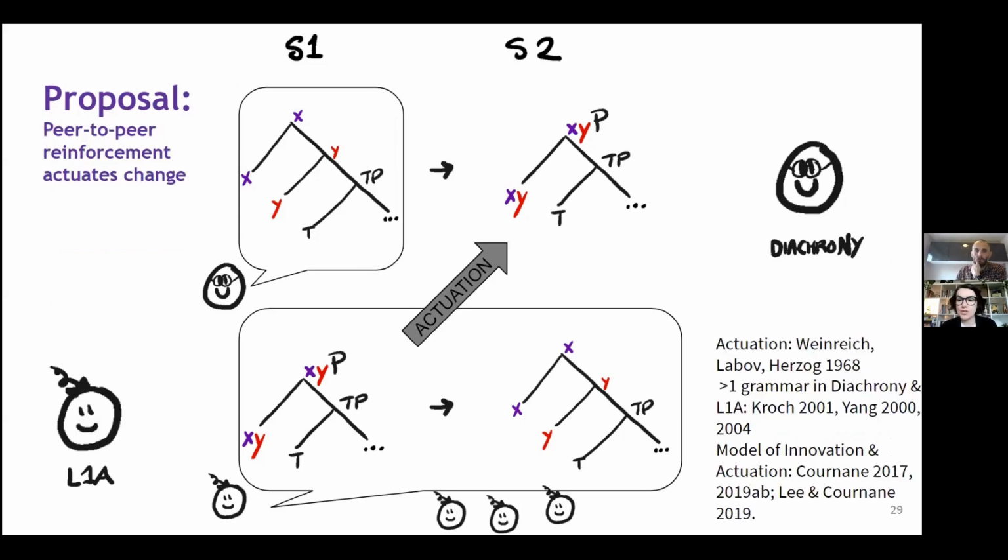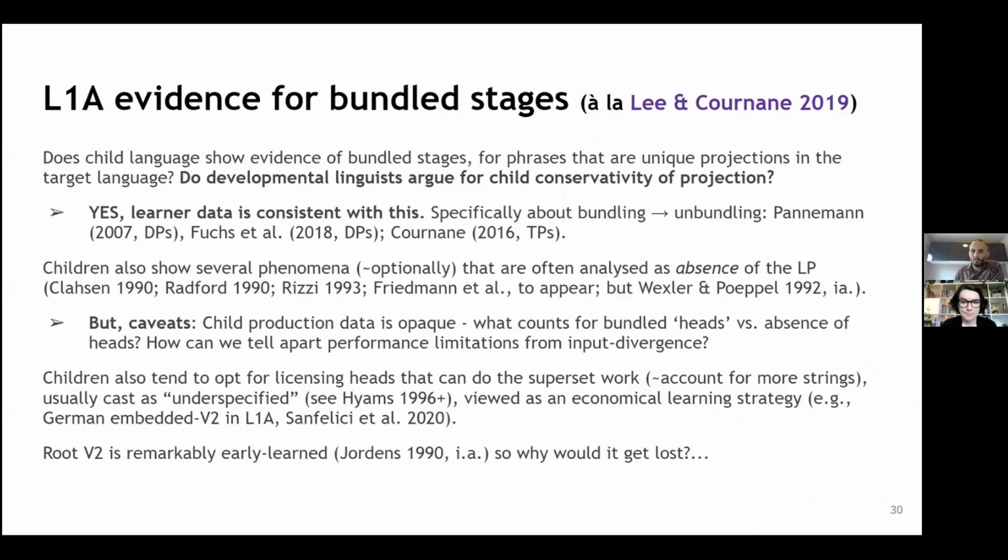Now, if children are using both of these grammars, especially and importantly their earlier bundled grammar, they may peer-to-peer reinforce, because many kids learning from the same input are going to make the same initial assumptions. And then we may expect the change to actually actuate and create, from the child's earlier learning path stage, the more innovative diachronic stage of the change.